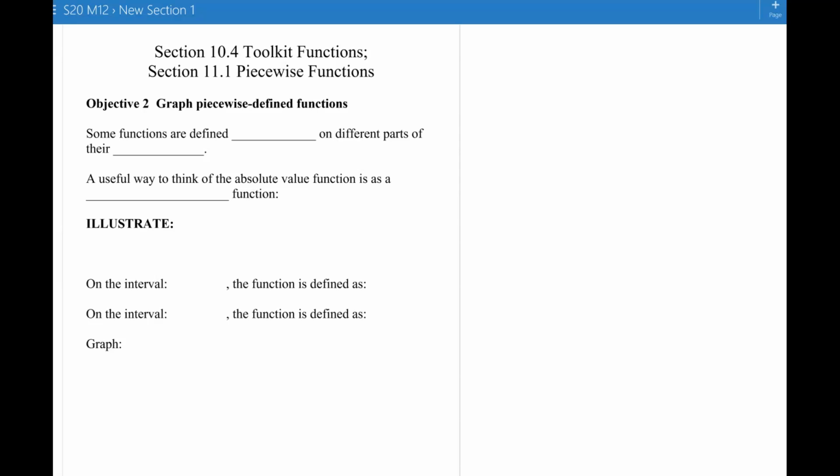And I think I'm actually going to break the video here and come back and do piecewise so that it's in 2 shorter pieces.